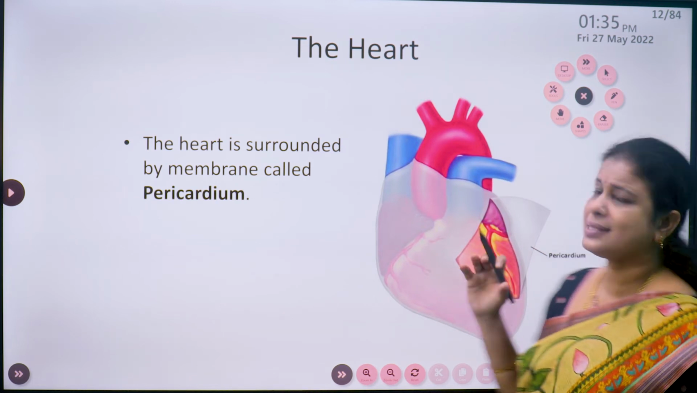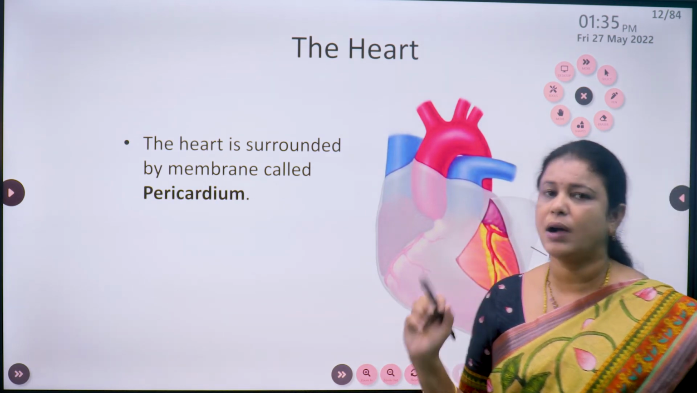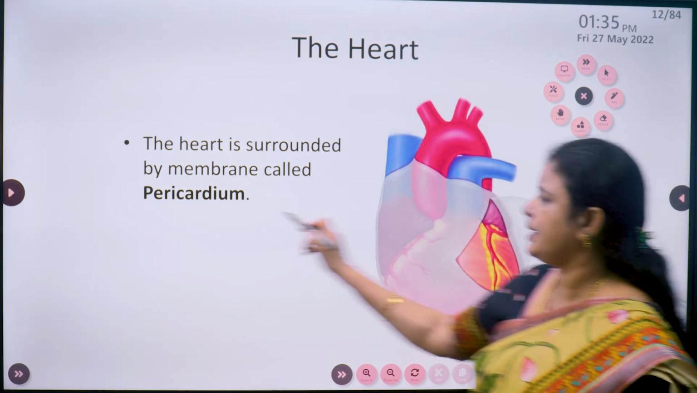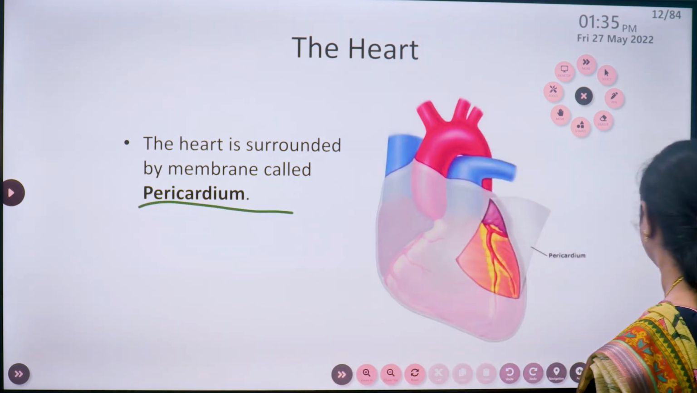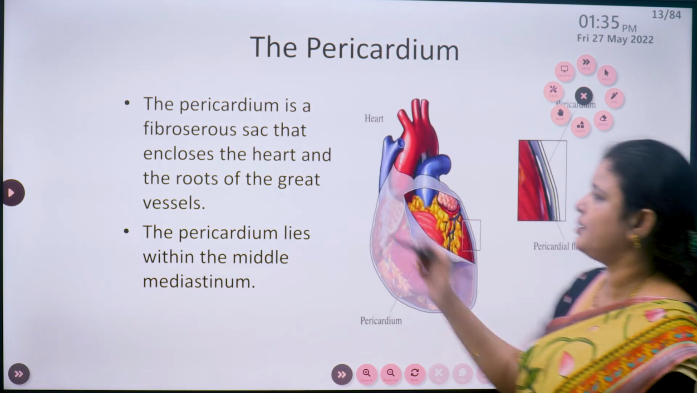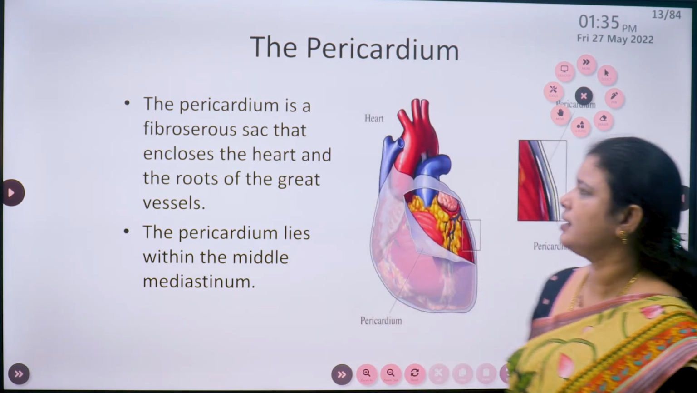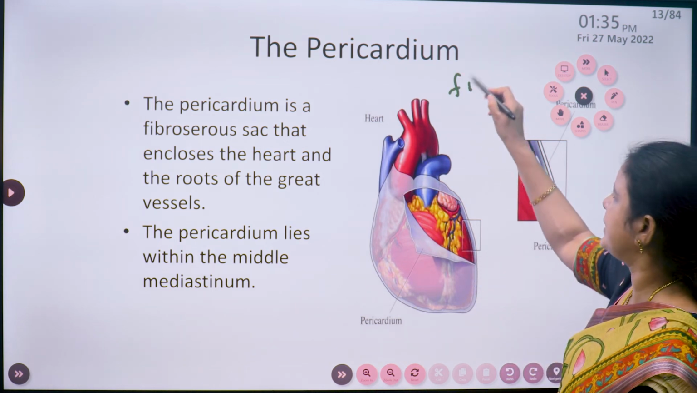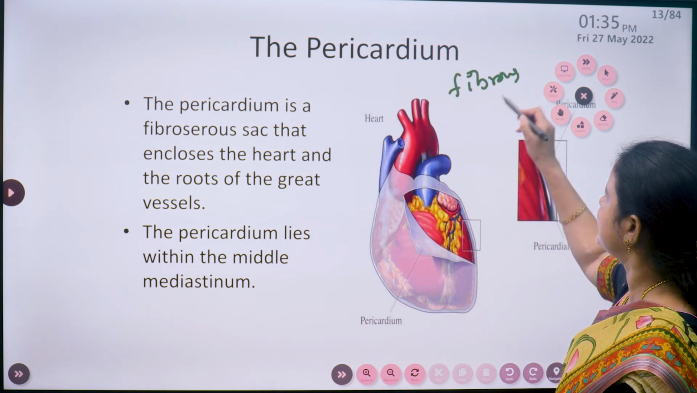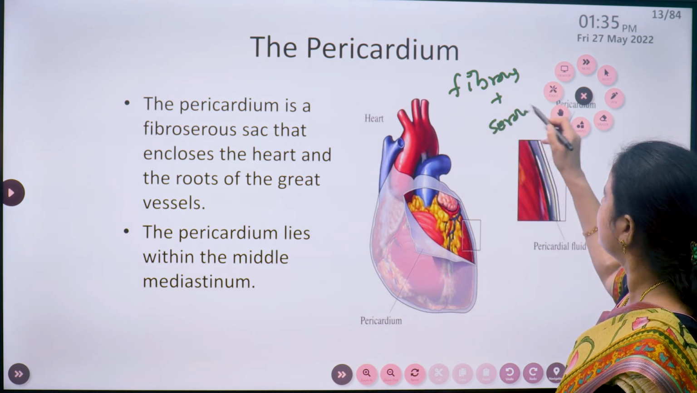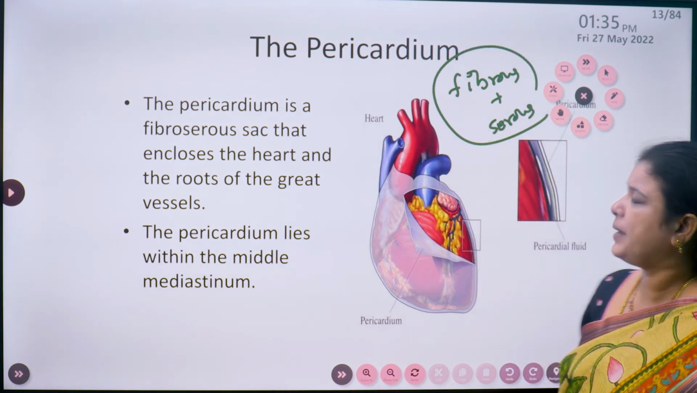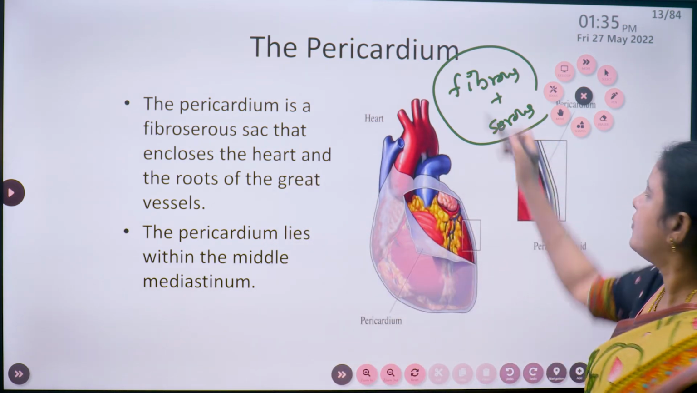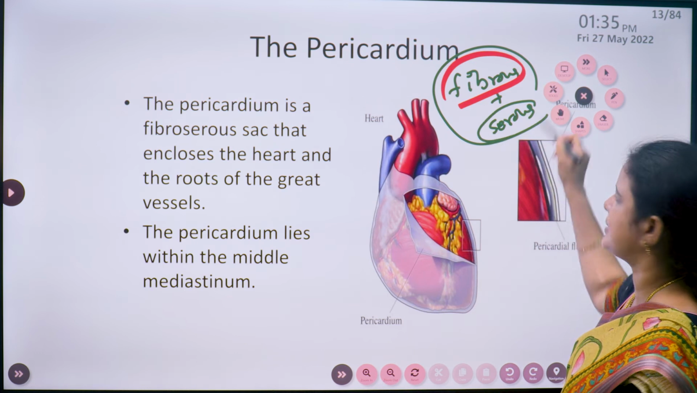So the heart is surrounded by a membrane called the pericardium. The covering layer of the heart is called the pericardium. The pericardium is a fibroserous sac, meaning a fibrous layer plus a serous layer.